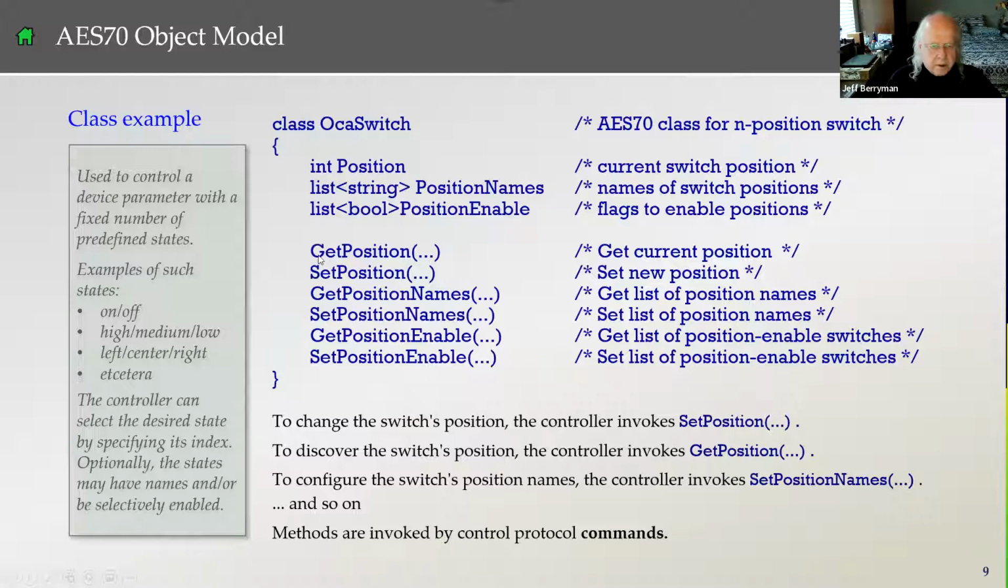So the controller can send a get position to retrieve the current position. The answer the device sends back to the controller will be the value of this property, position. Here it is there. To change the position, the controller invokes set position. To discover the position, the controller invokes get position. To configure the switch's position names, the controller invokes set position names. And all these methods are invoked by control protocol commands.